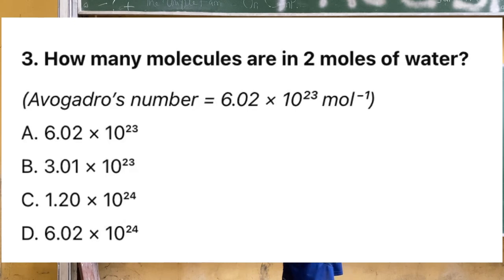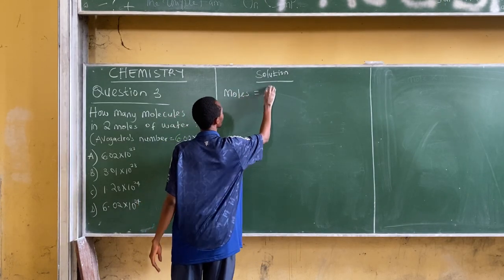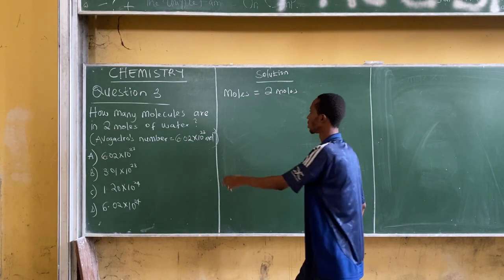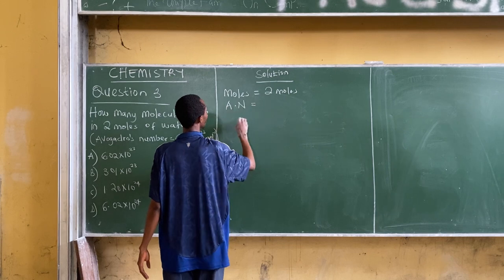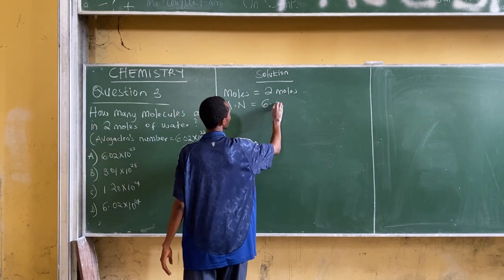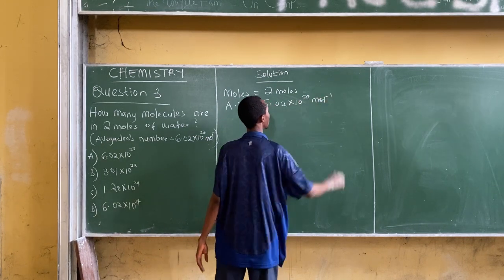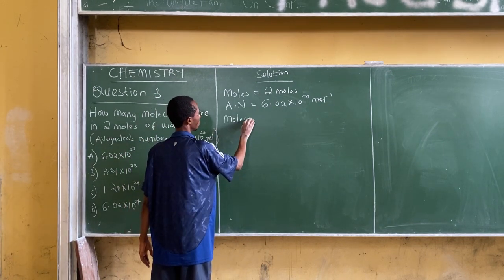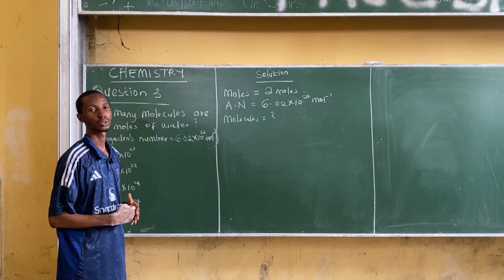Now let's solve. Solution. Recall in the question we are given what? Number of moles. So we have moles to be 2 moles of water. They also give us Avogadro's number. Let's denote it with A-N, which is Avogadro's number. They say it's 6.02 times 10 raised to the power 23 per mole. They say we should find the molecules. We don't know the number of molecules in it.